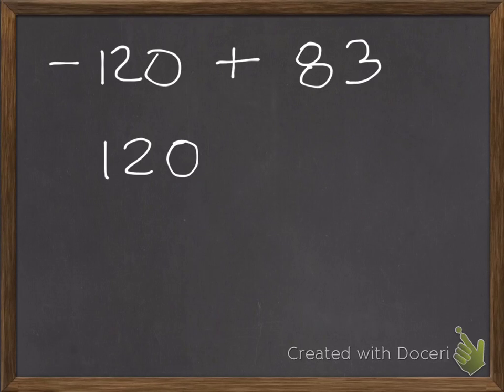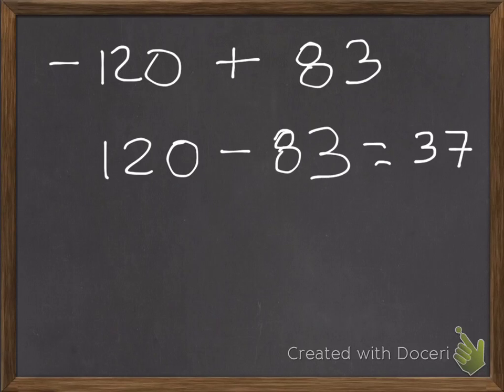So we take the absolute value of negative 120, which is 120, and the absolute value of 83, which is 83. We subtract them because they're different signs, and we get 120 minus 83, which gives us 37. That's not right, which is 47. Oh no, it's 37. Sorry about that.